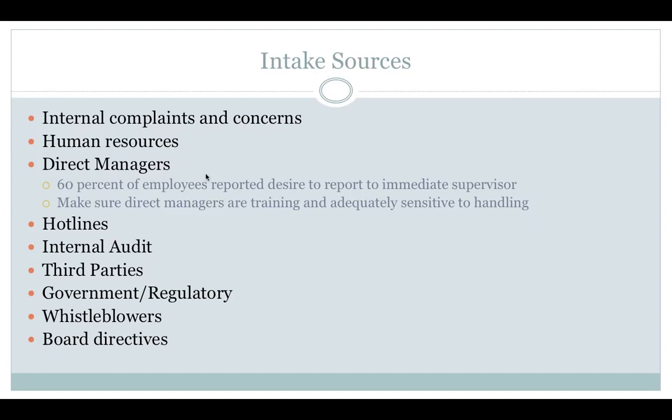Okay, other ways, obviously hotlines. Internal audit usually finds things. They can become an intake source. Third parties, who knows? You have a supplier who tells you some problem with an employee or something. You have, obviously, government intervention. We have whistleblowers who are all out there, and we have board directives. Sometimes the board wants to know more about an issue, or a unit, and they'll tell you to investigate something. Occasionally happens, not that often.